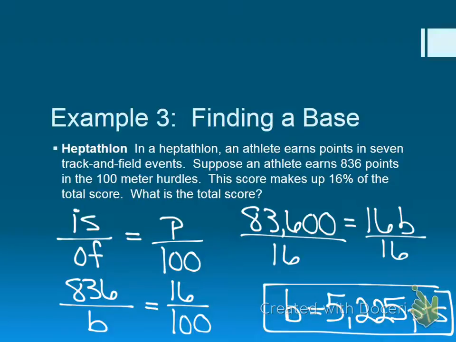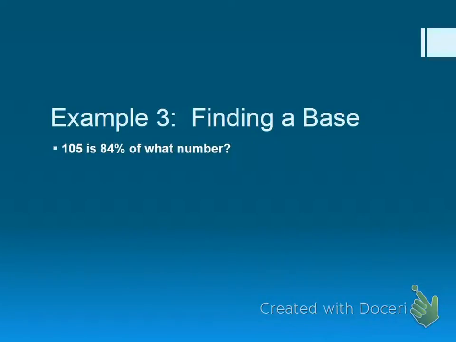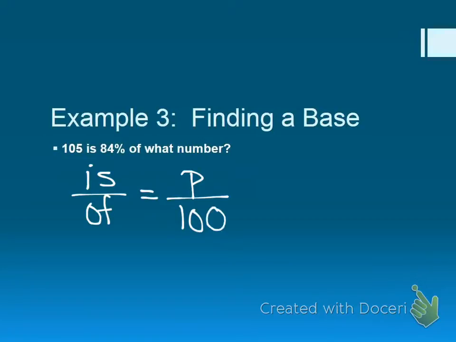All right, so now this is more what it'll look like, going back to your sentences or your statements. 105 is 84% of what number? Of what number? So go ahead and plug it into your formula. Is over of equals P over 100. Plug it in, cross product, solve.